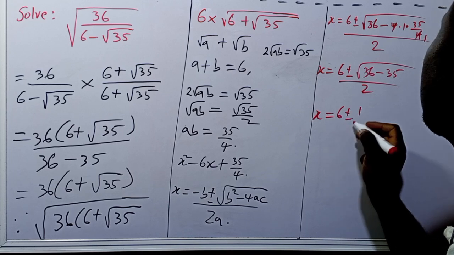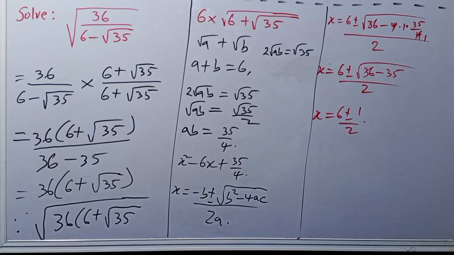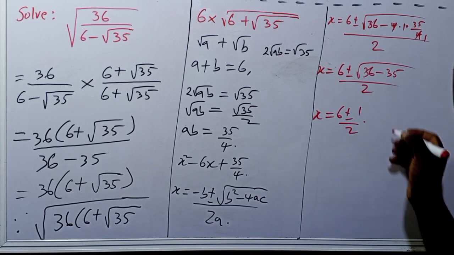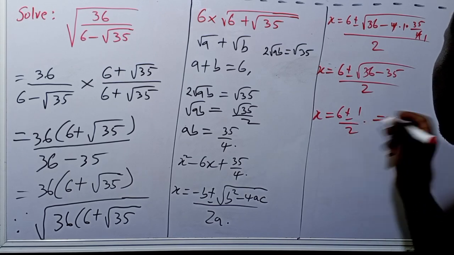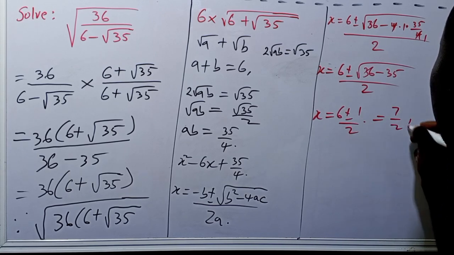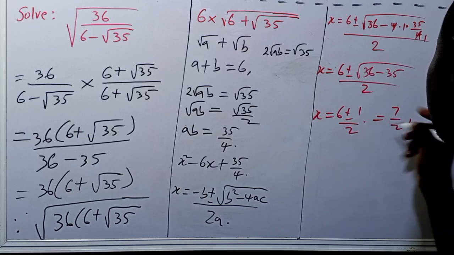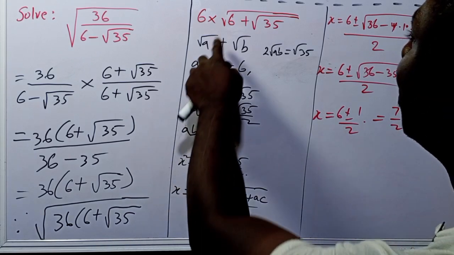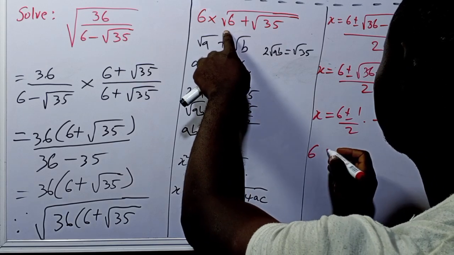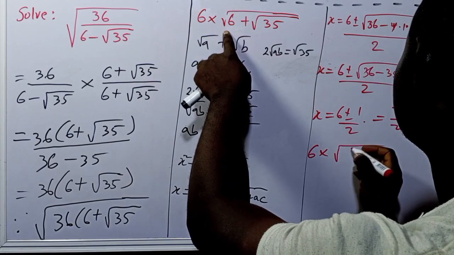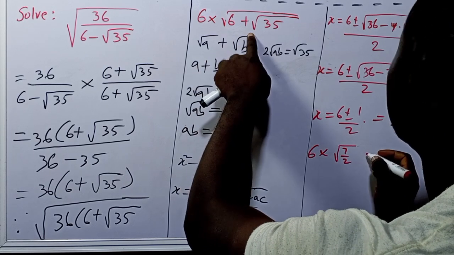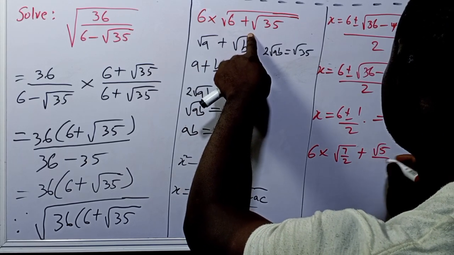Now s is equal to 6 plus or minus 1 over 2, since 36 minus 35 gives you 1. So this expression becomes 6 plus 1, which is 7 over 2, and at the same time 6 minus 1 gives you 5 over 2. Remember, we are having 6 times square root of 7 over 2 plus square root of 5 over 2.